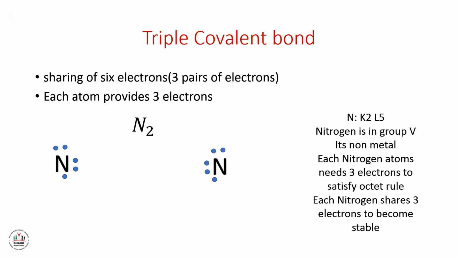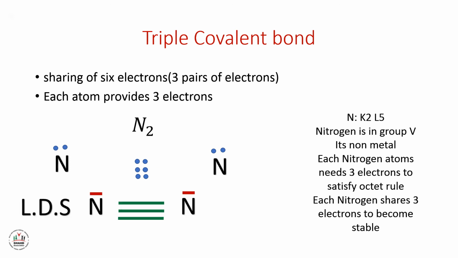We write the Lewis symbol of each nitrogen atom surrounded by 5 dots. So each nitrogen shares 3 electrons, and these 3 electrons make a bond which is the triple covalent bond, and this is the Lewis dot structure.